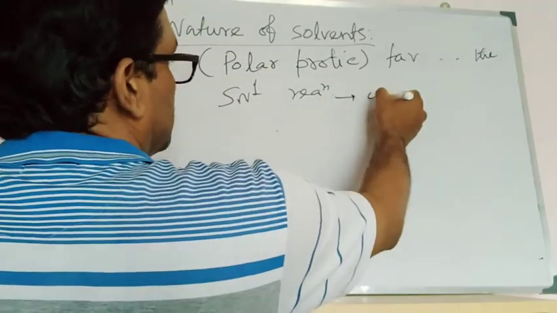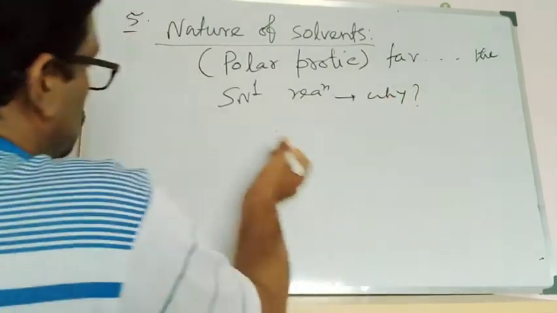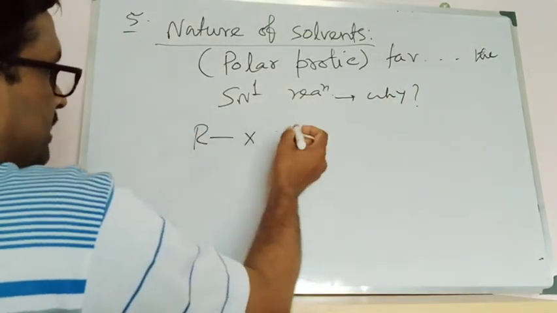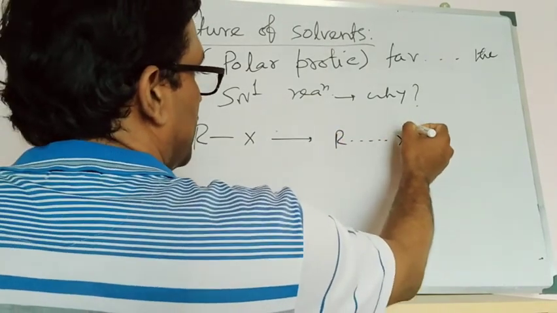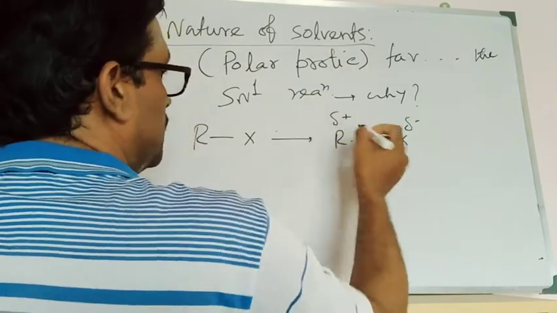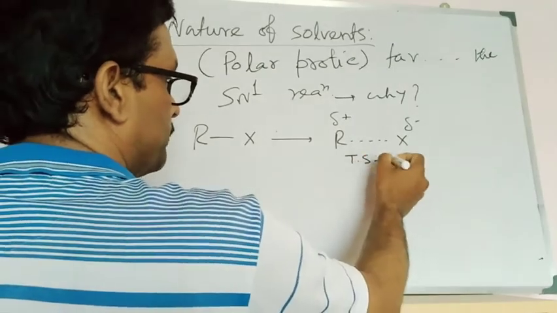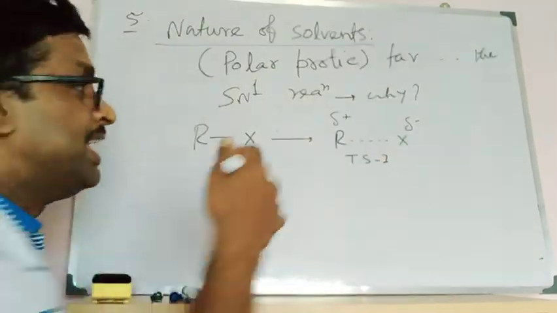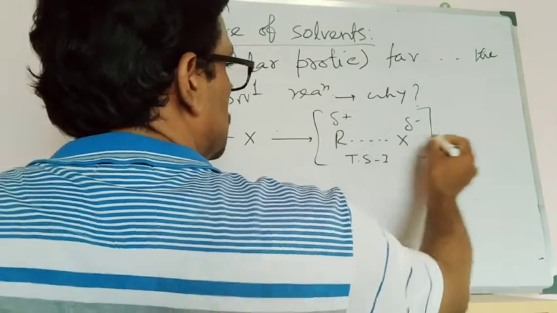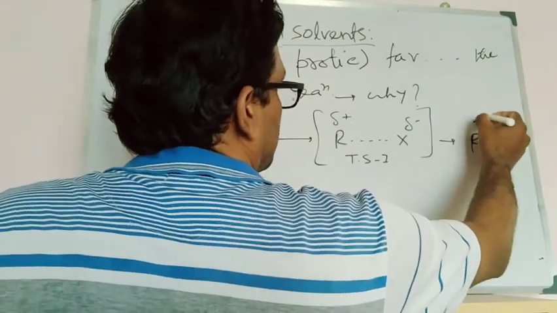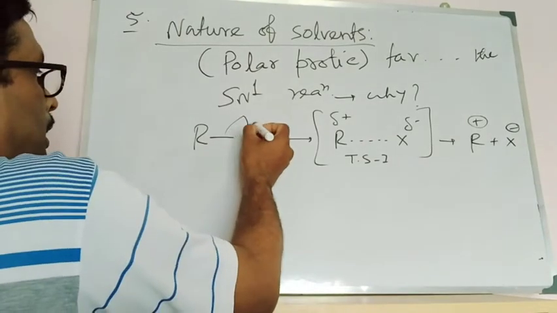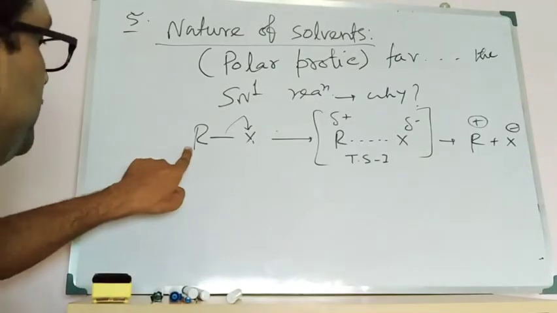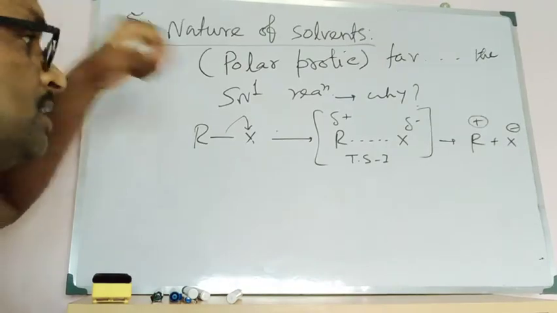Why? So that is the question. Again go to the first step of this reaction. It may occur by this, that is R delta plus and X delta minus. So this is transition state 1. Then this will collapse to the corresponding R plus and X minus. The electronegativity difference is there.